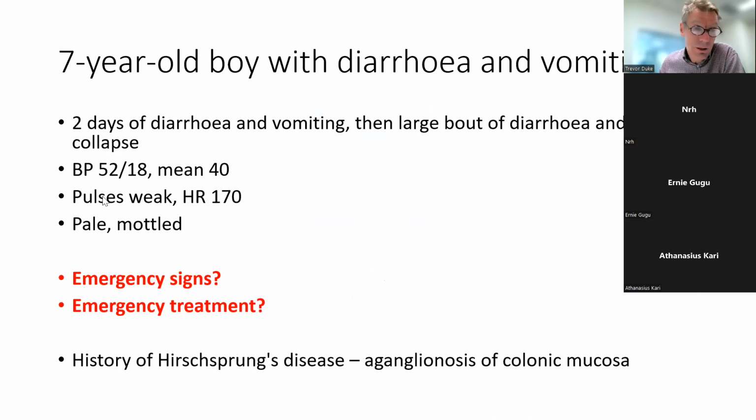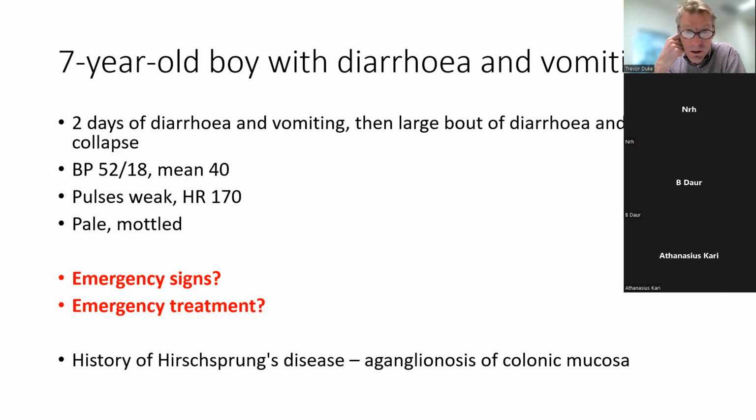So his blood pressure was 52/18 with a mean of 40. His pulses were weak and his heart rate was 170, and he looked pale and mottled. So the question is, does he have any emergency signs, and what emergency treatment would you give? Yes, he has signs of shock, so he has emergency signs. We should try to resuscitate him with fluids.